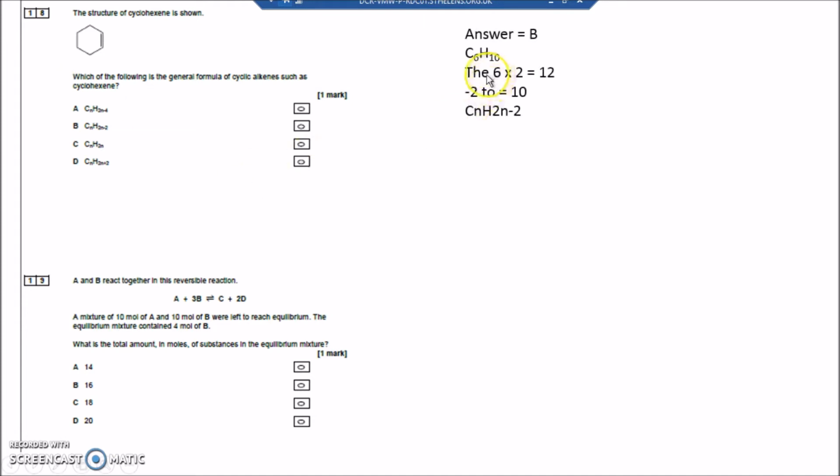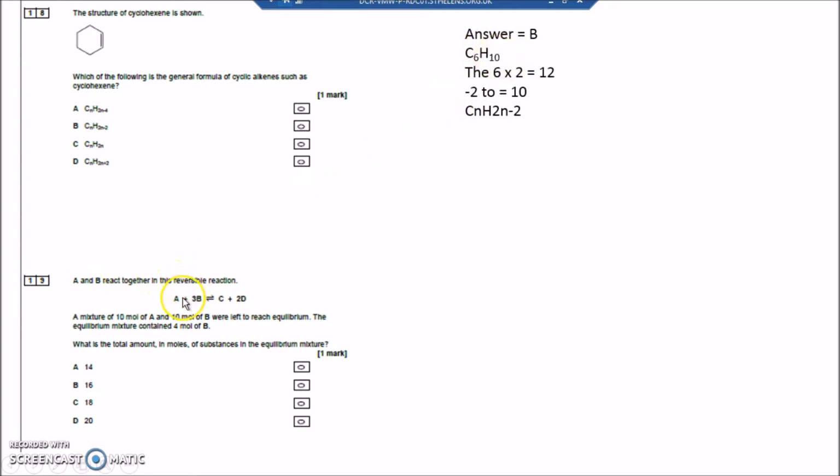So your answer is C6H10, 6 times 2 is 12, take away 2, CnH2n minus 2. CnH2n minus 2, it's answer B, because it's C6H10. If I double the 6, that makes 12, take away 2 to make the 10.